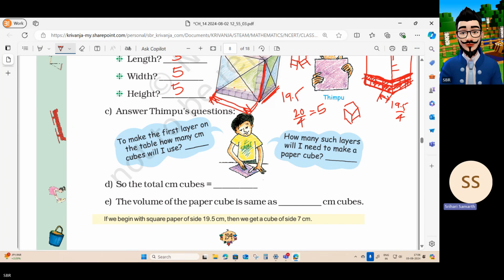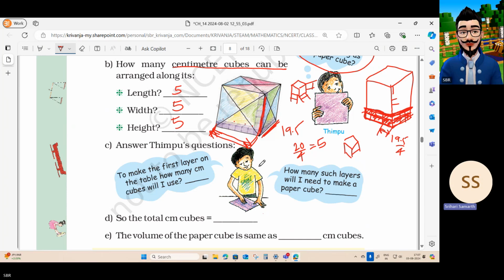To make the first layer on the table, how many centimeter cubes will I use? First layer, how many centimeter cubes will you be needing? So the length equals 5, width equals 5, height equals 5. So observe the question first. Neatly observe the question. To make the first layer on the table, how many centimeter cubes will I use? First layer, first floor.